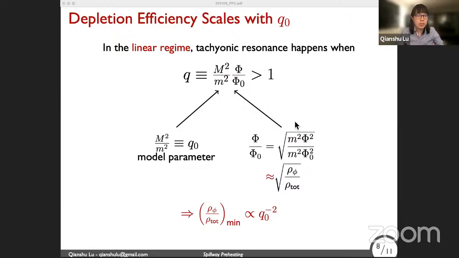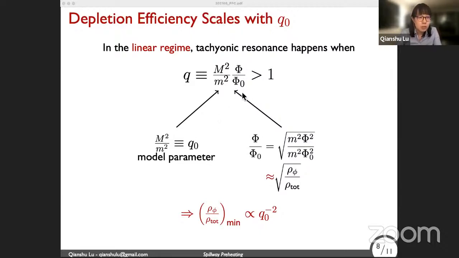So let's go back to what is the condition for this tachyonic resonance to happen. I have briefly touched on this condition here. In the linear regime, people found that tachyonic resonance happens when this resonance parameter is bigger than 1. This resonance parameter was defined here. Now this ratio of capital M to small m is simply a model parameter that we can define to be. I have been calling it Q0.